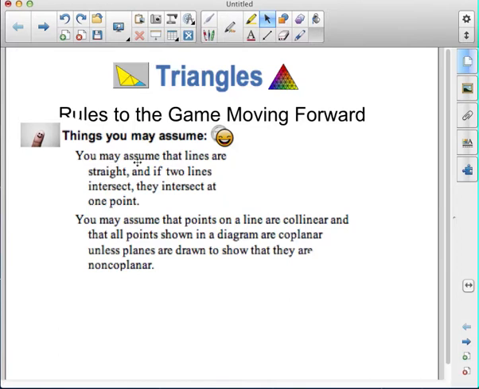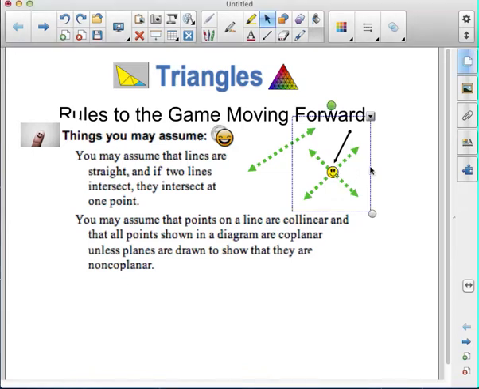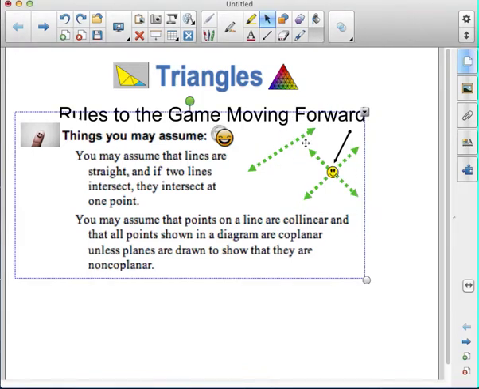One, we may assume that lines are straight, and if two lines intersect, they intersect at one point. So, if you see a line anywhere, you can assume that that line is straight. And if you see two lines intersecting, you can assume that they are in fact intersecting at just one point. Okay, so here we have a line, and if you see a line, you can assume it's straight. And if you see two lines intersecting, you can assume that they intersect at this one point here.